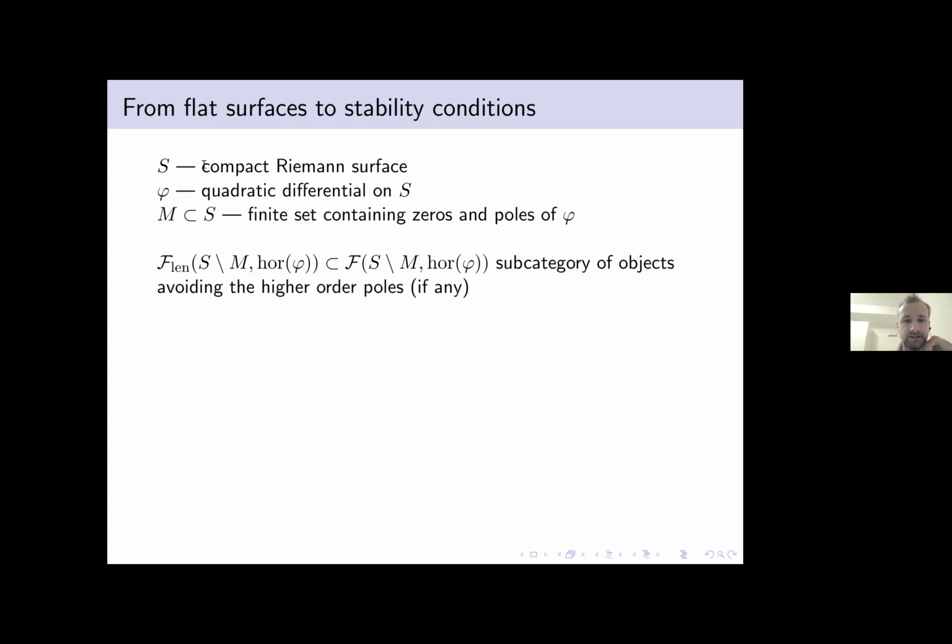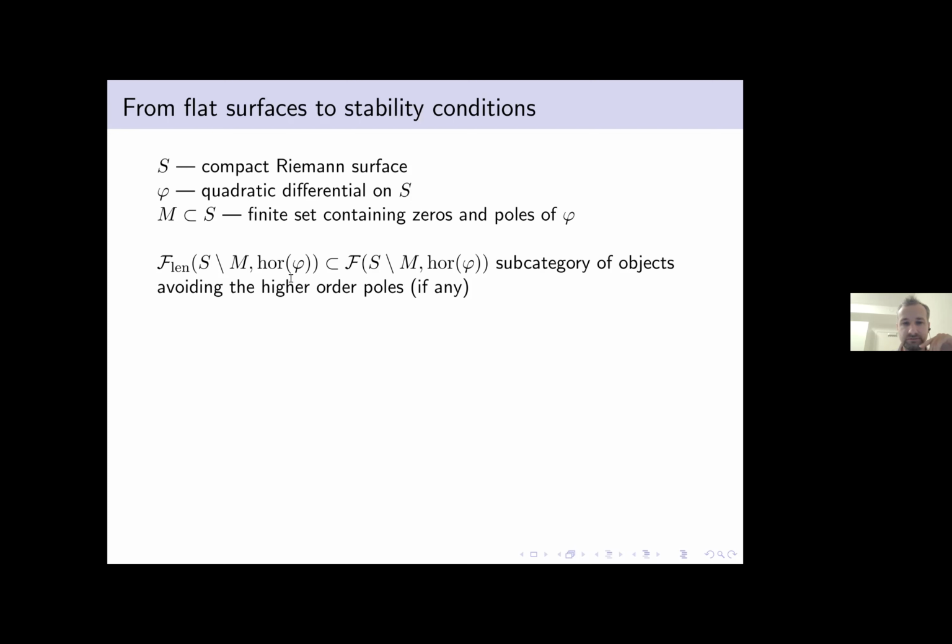Now, if we have a compact Riemann surface and a meromorphic quadratic differential, in this case we'll take M to be some set containing the zeros and poles, which means it's basically the set of zeros and poles, but plus we can also have some additional marked points around which we wrap. And then you consider the foliation, which is just the horizontal foliation of the quadratic differential. That's how that comes in.